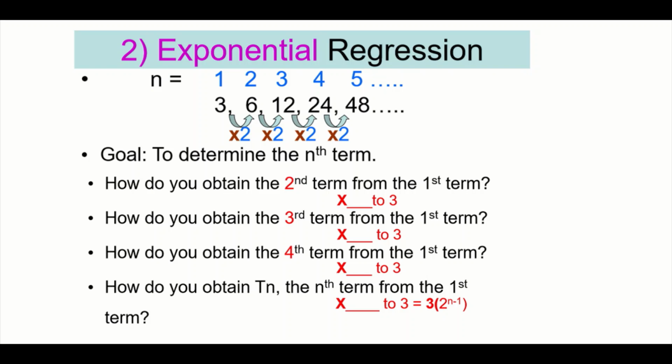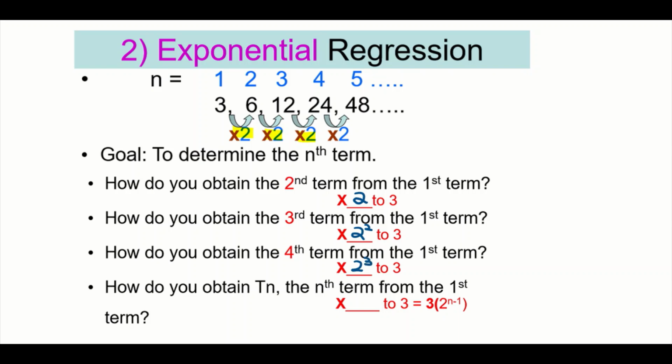So how do we obtain the second term from the first term? We'll multiply by 2. How do we obtain the third term from the first term? We'll multiply by 2 and then multiply by another 2. So in total it is 2 power 2. Same goes for the fourth term, where I will have to multiply by the third 2. So it will be multiplied by 2 power 3.